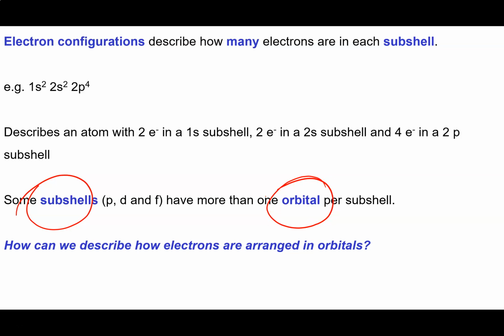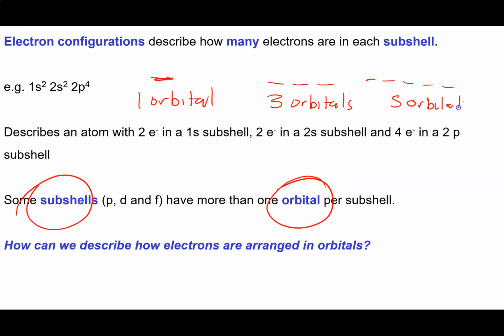So the important thing to recognize is that an S subshell has 1 orbital. A p subshell has 3 orbitals. A d subshell, 5 orbitals. And an f subshell has 7 orbitals.